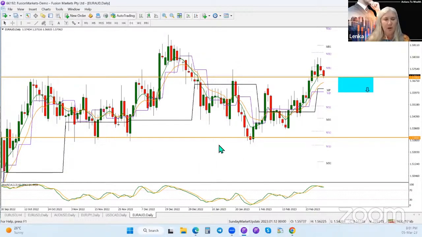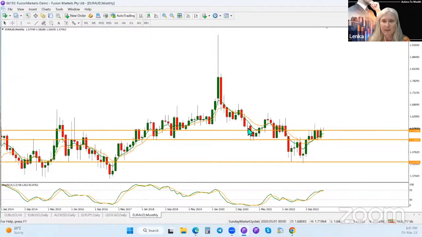Okay, so to start with, I am looking at Euro AUD, and this is the daily chart. And on this currency pair, I'm going to be looking for short opportunities. Not because of the trend, but because of being in the range or potentially being in the range. So let's have a look. This is the monthly chart.